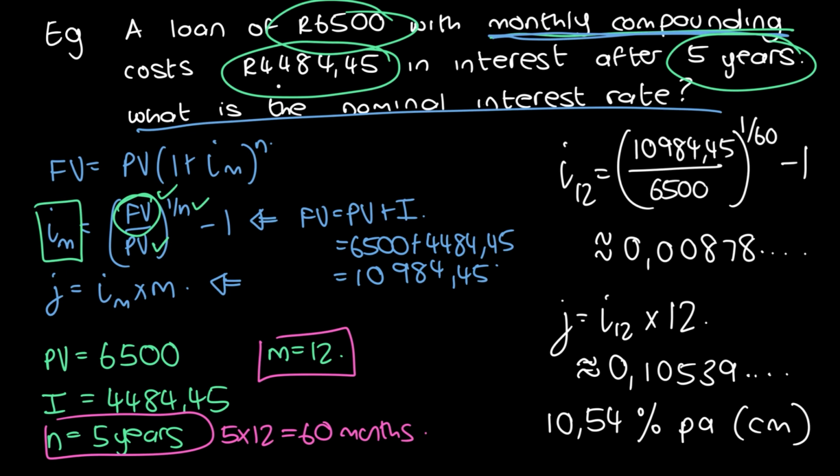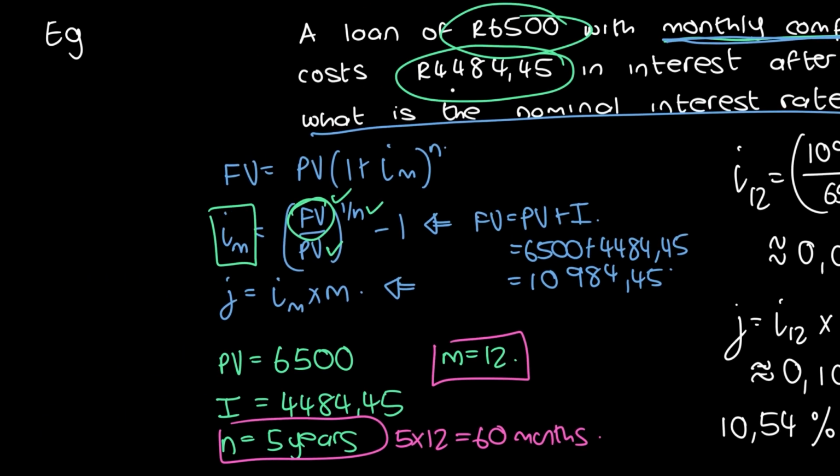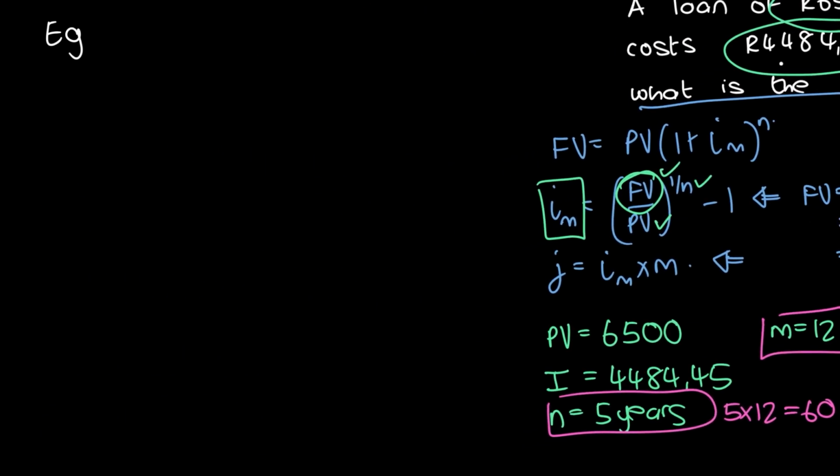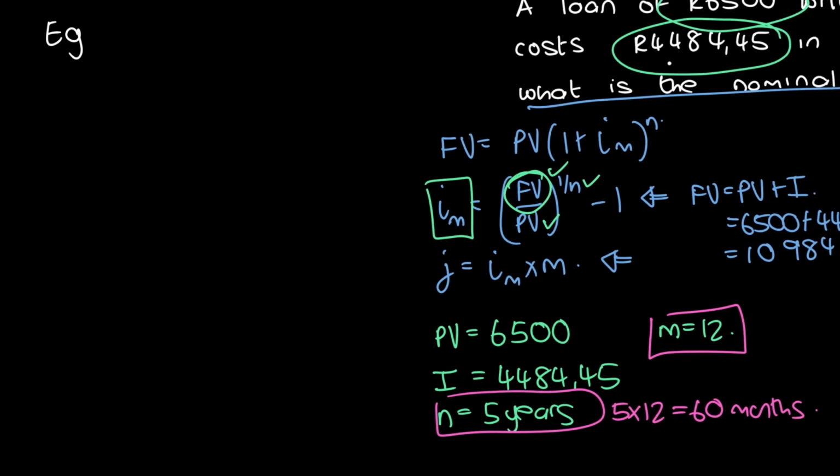So let's just move the screen a bit so we have space to discuss the differences between the two of them. So for our financial calculator, we still have the PV. We're still going to have 6,500 Rand. We're still going to have the future value, and it's still going to be 10,984 Rand and 45 cents.